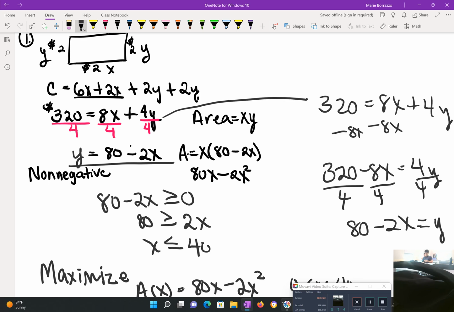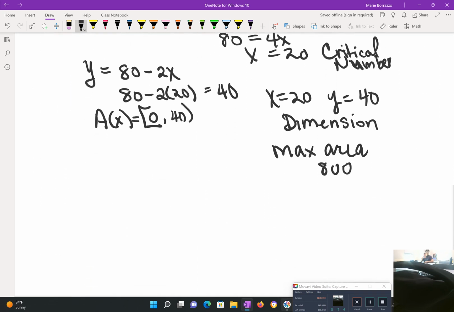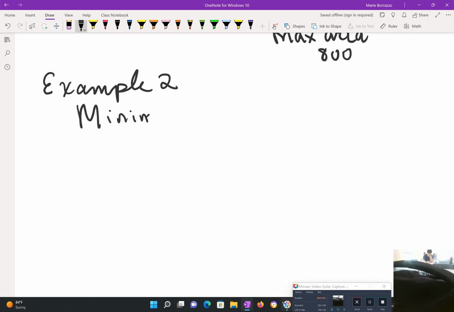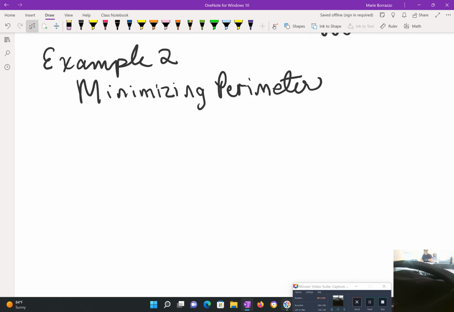All right, ready for question 2? Yeah. You can follow the steps, they're fairly easy to follow. All right, so let's look at example 2. Example 2, we are minimizing. This is important to understand, minimizing the perimeter. And this does relate back to example 1. That's why I want to take a pause and make sure that you are with me on example 1.